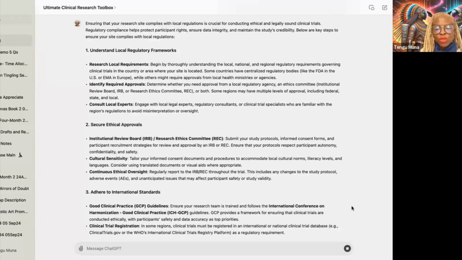This is a short tutorial, and I hope that you got some ideas for this. The purpose of this tool is to help you to set up and manage a clinical research site anywhere in the world. As a principal investigator or an entrepreneur who wants to own a clinical research site, this will be a great tool for you because it will provide you a step-by-step guide on how to actually do so.